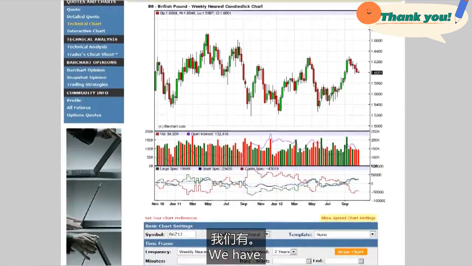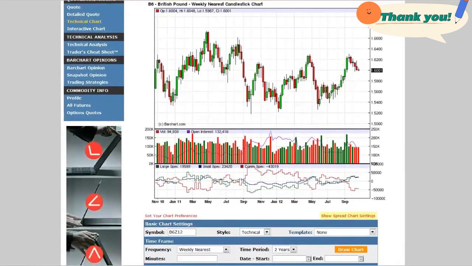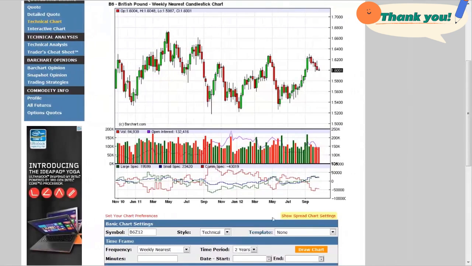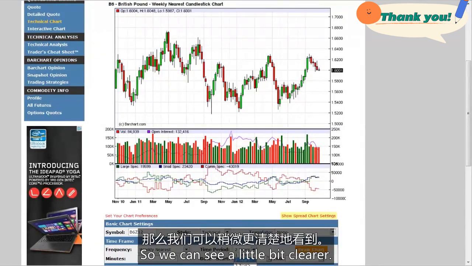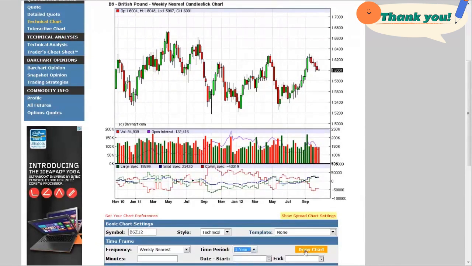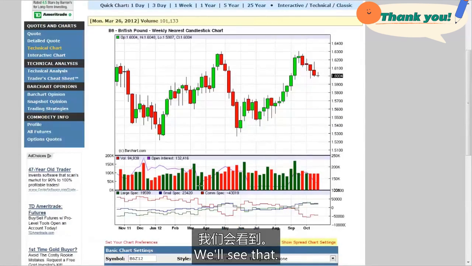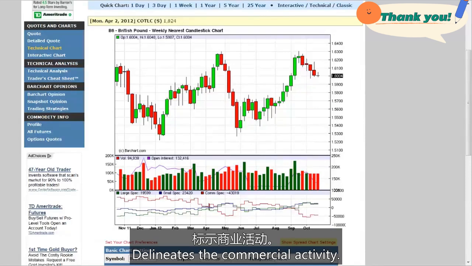Okay, and you can see here we have the chart noted. So we see here, and you can see the red line here. We're gonna change it to a 1 year so we can see a little bit clearer. And by clicking on the 1 year, we'll see that this red line here delineates the commercial activity.